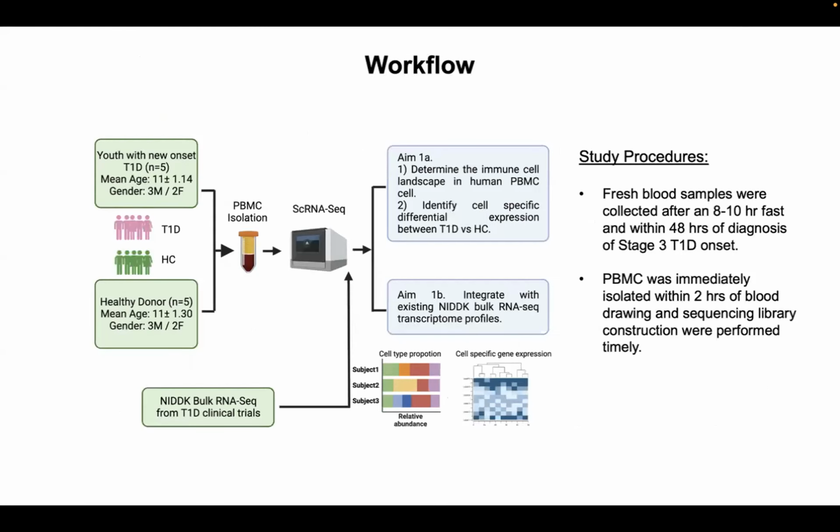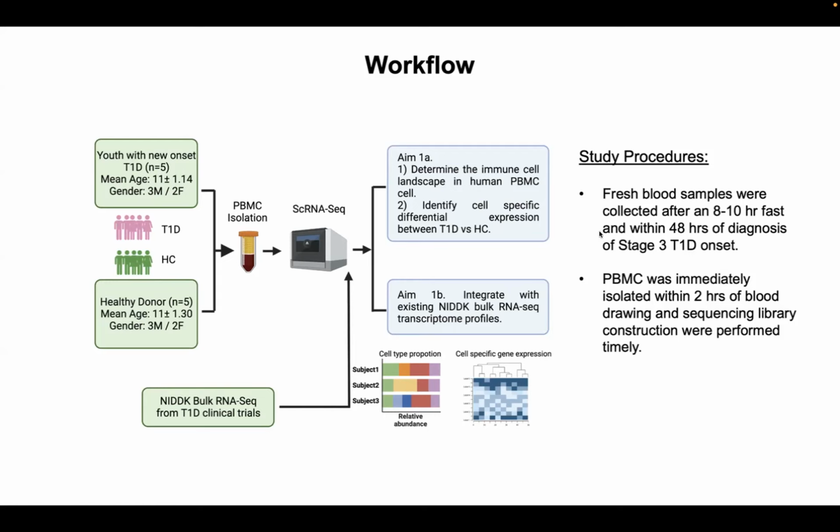So in our workflow, we collected T1D samples with recent onset from the Raleigh Hospital from high school medicine, and the mean age is around 11, and we compared them to healthy donors matched for age and gender. We isolated PBMC to do single-cell RNA sequencing. To highlight, we collected the blood samples very fresh, after 8 to 10 hours of fasting and within 48 hours of the diagnosis. PBMC was immediately isolated for library construction to avoid the freezing procedure that influences the cell proportion.